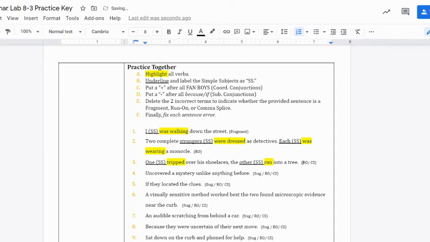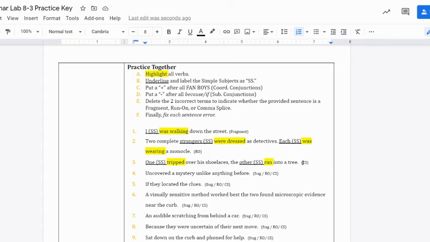Do we have two thoughts here? Yep. Do we have a comma separating them? Sure do. So again, we have a comma splice, because we have essentially a run-on with a comma separating the two halves of the sentence. One tripped over his shoelaces. That could be a period, capital letter T.